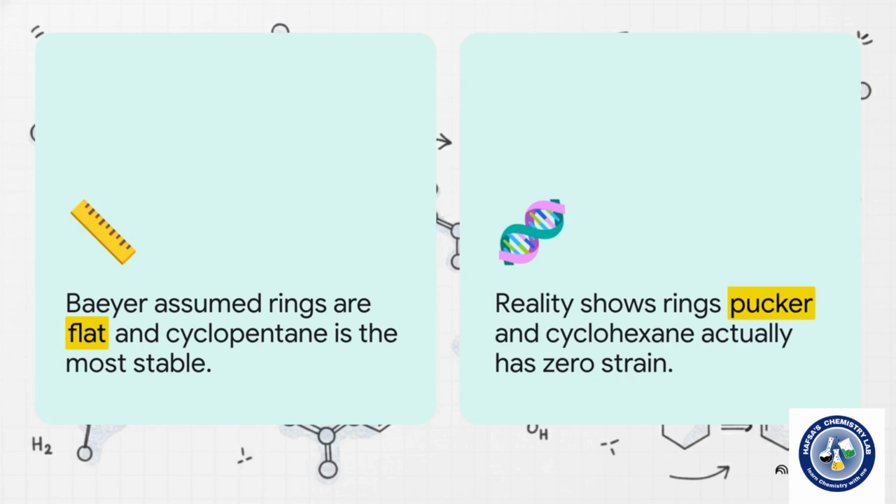The true molecular reality is that rings simply do not stay flat. They pucker, they fold, and they contort into 3-dimensional shapes to relieve stress. And that 3D flexibility is exactly what allows cyclohexane to achieve that magical state of zero strain.